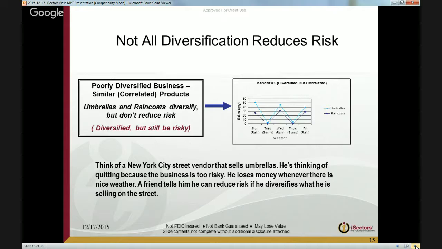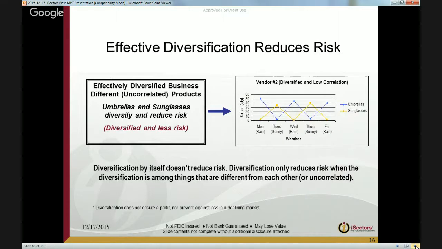So if you look at street vendor number two, this street vendor has two products that he sells, one umbrellas and the other one sunglasses. This is a much better product line to sell because regardless of what the weather is like, he has something to sell and thus reduces his volatility above zero. When it's raining outside, he sells lots of umbrellas, and when it's sunny outside, he sells lots of sunglasses. So he doesn't undergo the tremendous volatility that street vendor number one goes through.